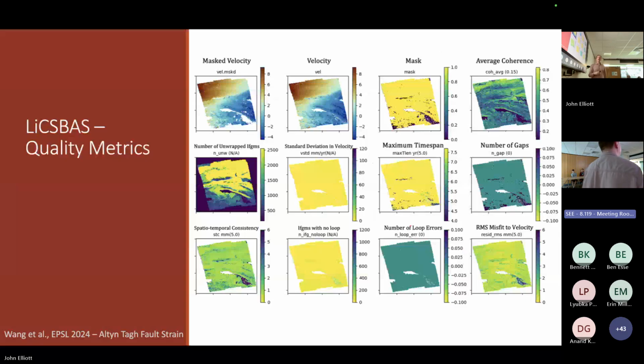So the quality metrics that LiCSBAS is doing are trying to get us a mask here so that we can remove some of the velocities that we don't believe. And that's based on things like the coherence, how many unwrapped interferograms, the length of time over which we're looking at the interferograms, any gaps in the time series that cause problems with estimating velocity, number of loop errors, lots of different metrics that can be thresholded to remove some of the pixels. And for the HB work, we actually adapted that by region. So there's a metadata spreadsheet of what different values we took for these.